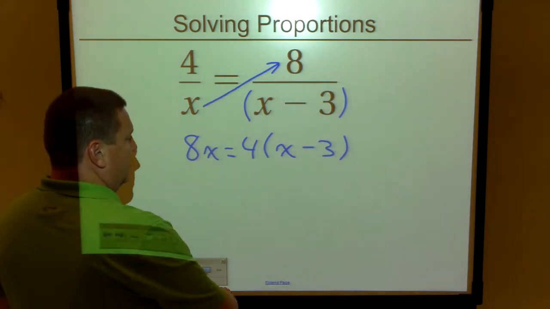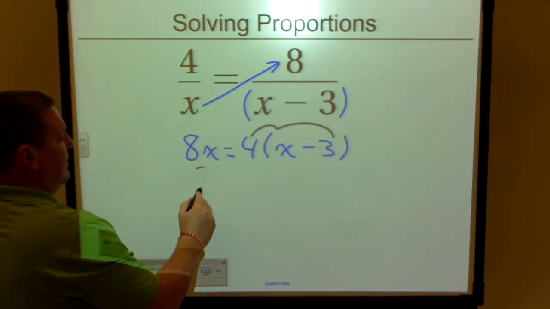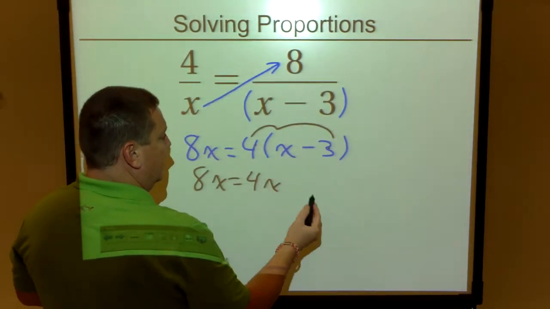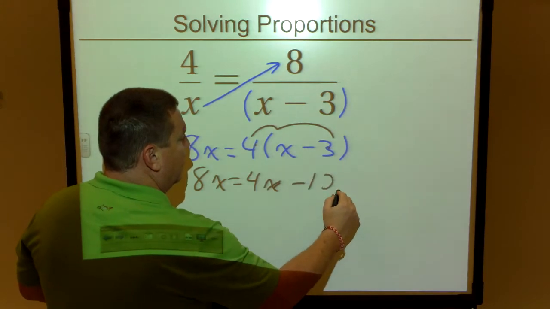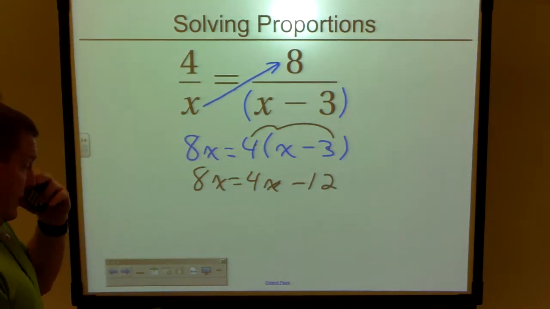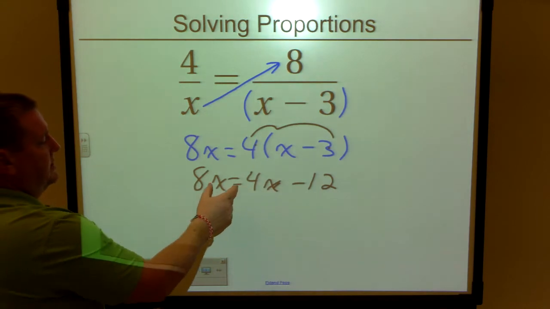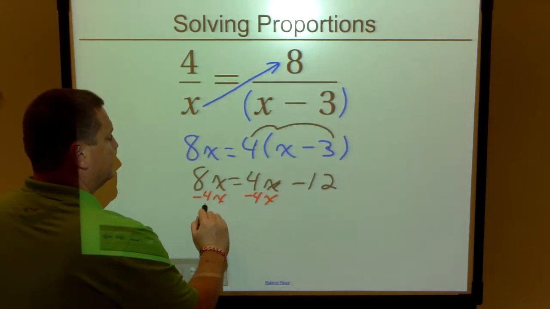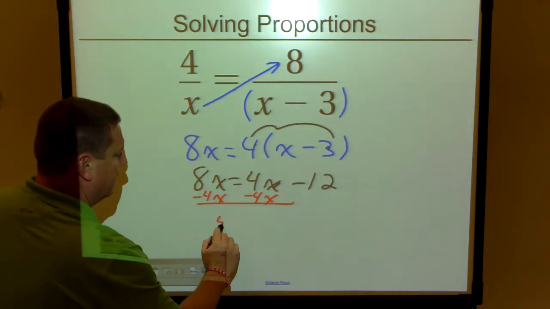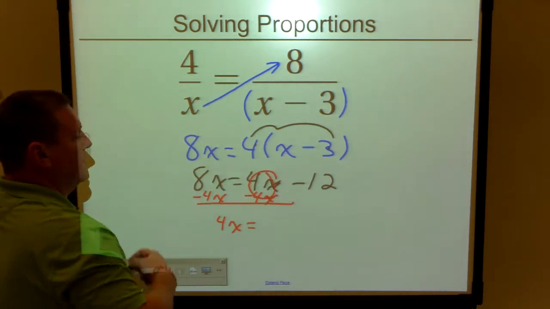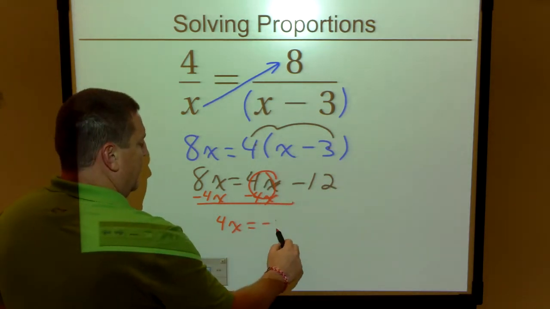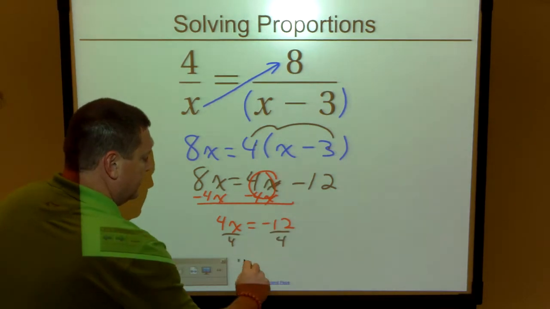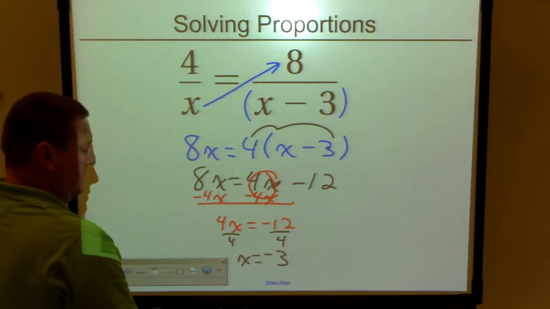We still need to distribute our 4. So I have 8x is equal to 4 times x, which is 4x, and 4 times negative 3, which gives you negative 12. At this point, I see that I have fewer x's on this side than I do over here, so I'm going to go ahead and subtract 4x from both sides. 8x minus 4x leaves us with 4x here. 4x minus 4x is 0. 0 minus 12 is negative 12. And now all I have to do is divide by 4 on both sides, so that x equals negative 3.